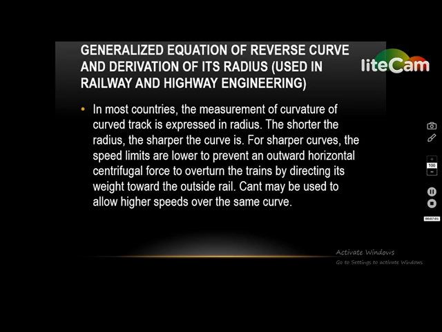Now there is a generalized equation of reverse curve and derivation of its radius. It's basically used in railway and highway engineering. In most countries, the measurement of curvature of a curved track is expressed in radius. Basically, the shorter the radius, the sharper the curve is. It's common sense. For sharper curves, the speed limits are lower to prevent an outward horizontal centrifugal force, which could overturn the trains by directing the weight forward towards the outside rail. The cant may be used to allow high speeds over the same curve.